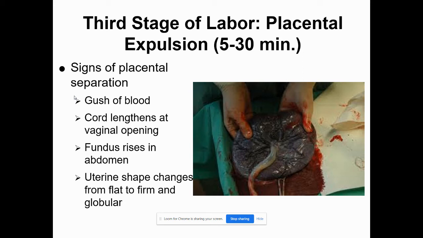This picture is a diagram of a nurse doing what she's supposed to do, which is to inspect the placenta to make sure it is intact and that there are no retained fragments left in the uterus, because that would be bad. Any retained fragments can prevent the uterus from contracting down all the way, and the woman could then hemorrhage.